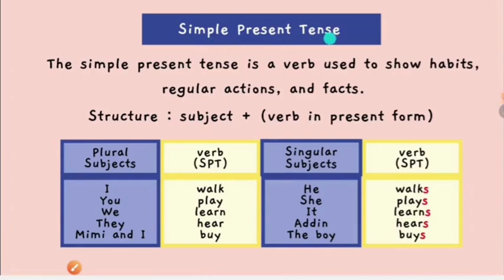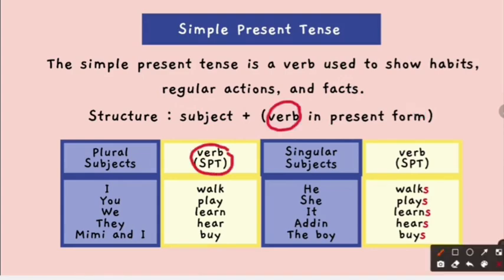Simple present tense. The simple present tense is a verb used to show habits, regular actions, and facts. Structure: subject plus verb in present form. The verb depends on its subjects. For plural subjects, the verb is in a base form.